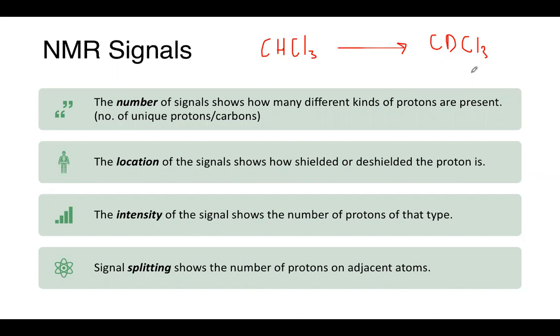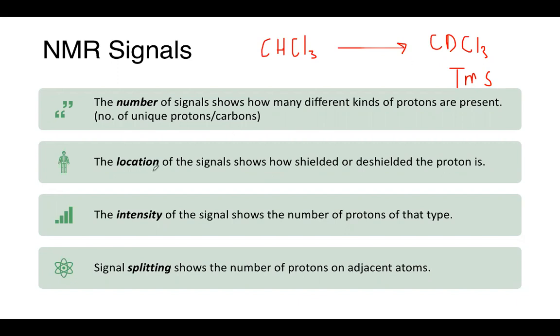So CDCl3, that's deuterated chloroform, and that is doped with something called TMS, tetramethylsilane. That's a silicon group which has 4 methyl groups attached to it. So this is going to be our reference. What I mean by that is that that's going to be our 0 point for our spectrum. And so that's what this location means.